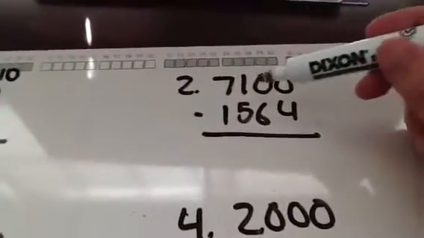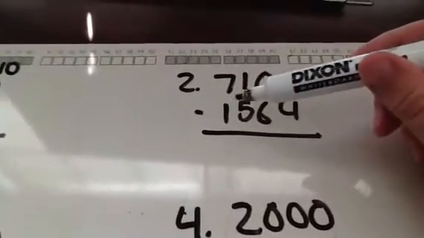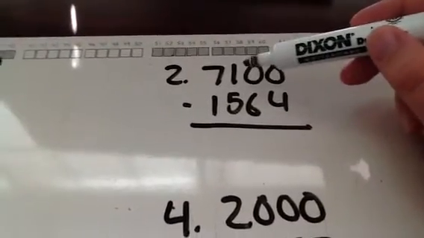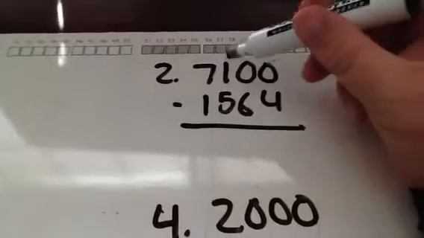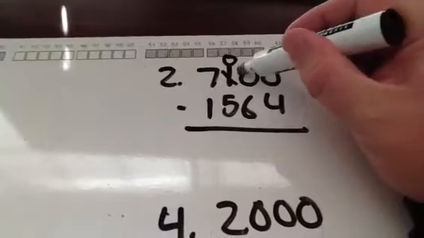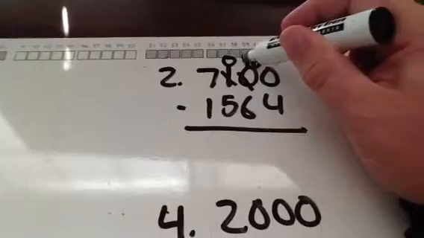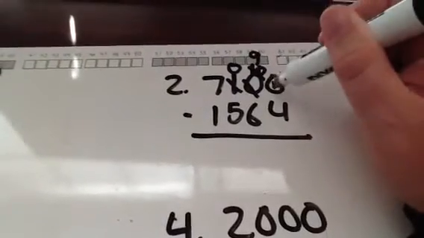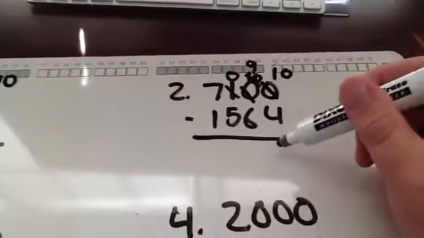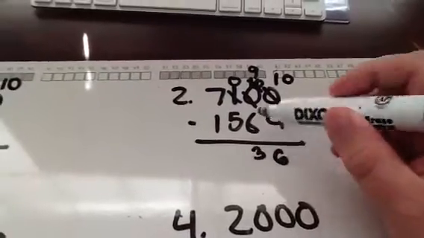For your second one, you have 7,100 minus 1,564. This one's a little different because instead of having zeros all the way across, you can actually start borrowing at the 1. So we're going to cross off the 1 and make it a 0, which makes this a 10. But then we still have nothing here, so we're going to cross it off, change it to a 9, cross this off, make it a 10. So 10 minus 4 is 6, 9 minus 6 is 3.